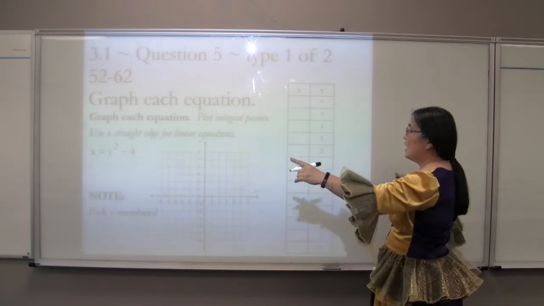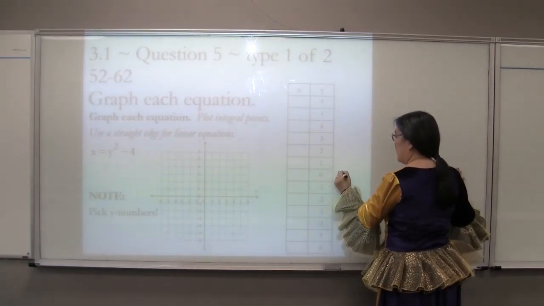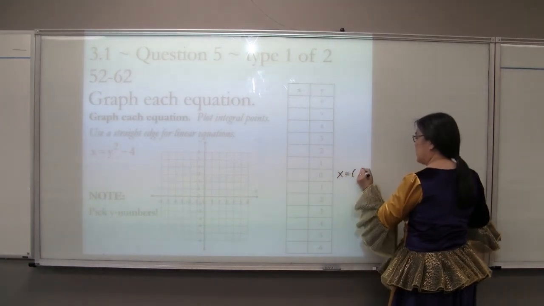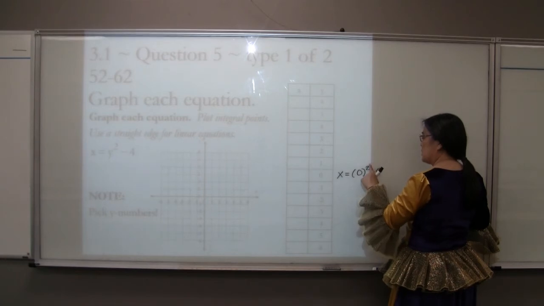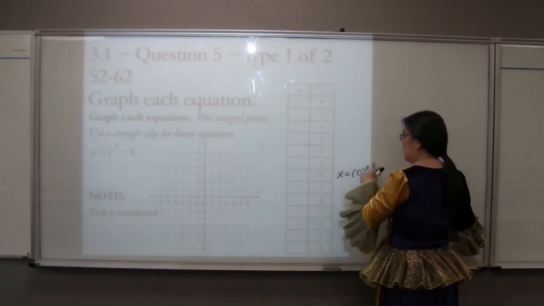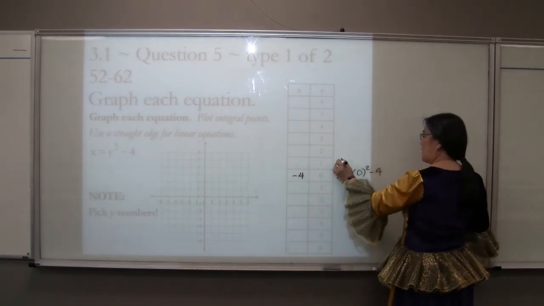All right. We're again going to start in the center. It says x equals y squared minus 4. X is equal to y squared minus 4. We're going to plug in that y is 0. 0 squared is 0, minus 4. Exponents first, adding, subtracting second. Hey, that's an ordered pair on our graph.